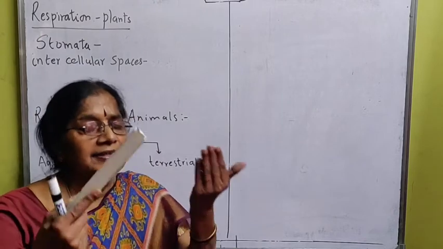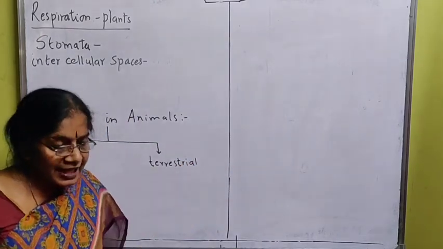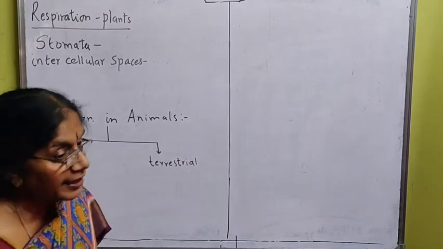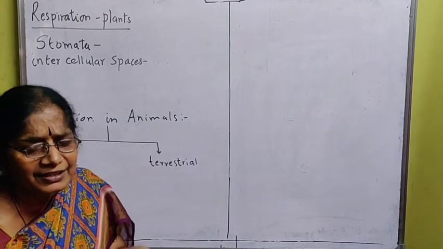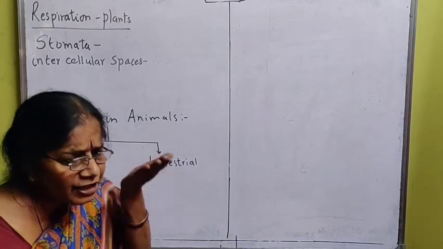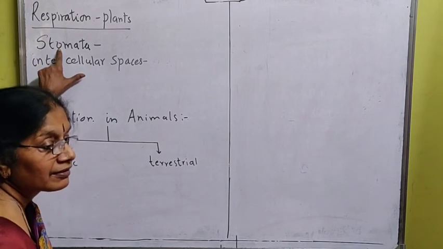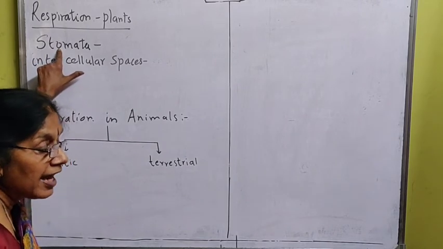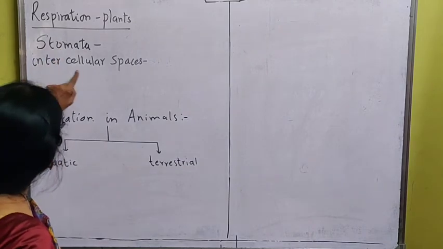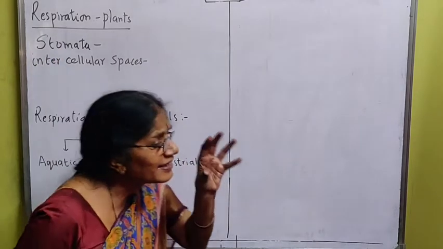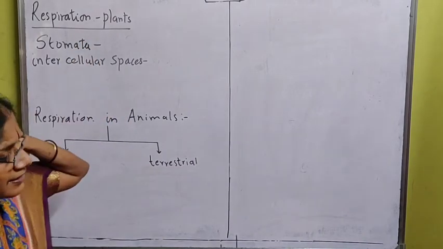where the carbon dioxide is going inside the plant, that is the leaves, and there the food is prepared. And I told you how the carbon dioxide enters the leaves. At the bottom part of the leaves, there are small holes called stomata. And inside the cells of the plants there are intercellular spaces. The stomata and intercellular spaces.